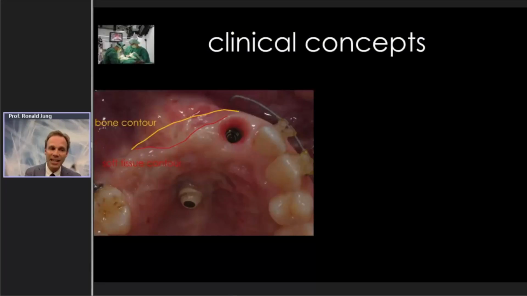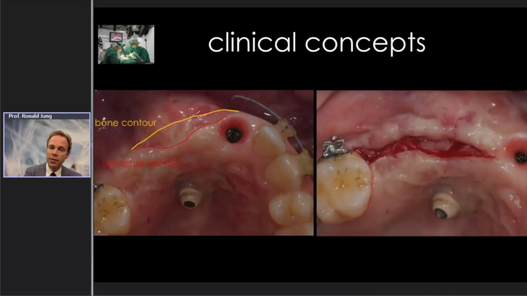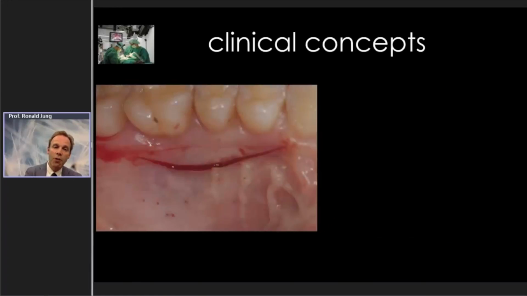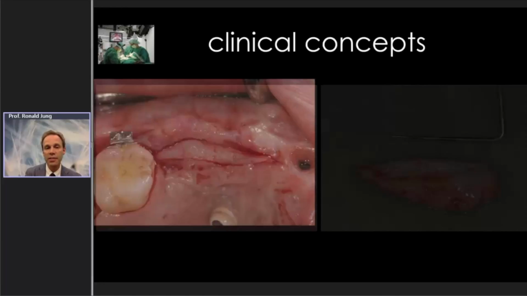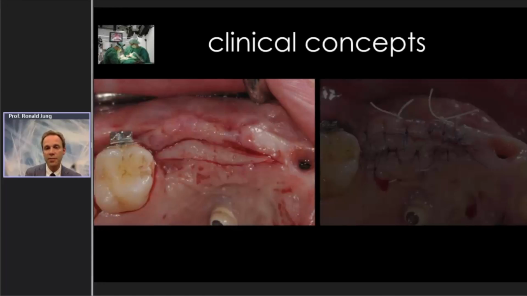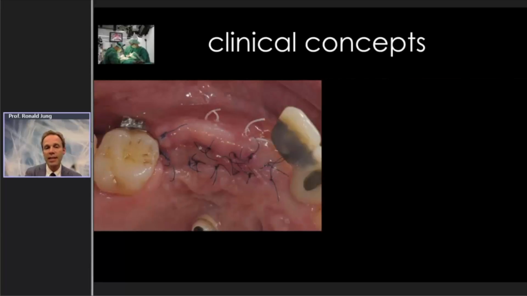Here we performed a split flap in order to get access to this area. Then we harvested a combined connective tissue graft, including a thin layer of epithelium, in order to place it into the recipient site. This is just after it has been placed and sutured. And this is how it looks at the time of suture removal. And then after buccal connection and soft tissue conditioning, that was the contour we were able to achieve.